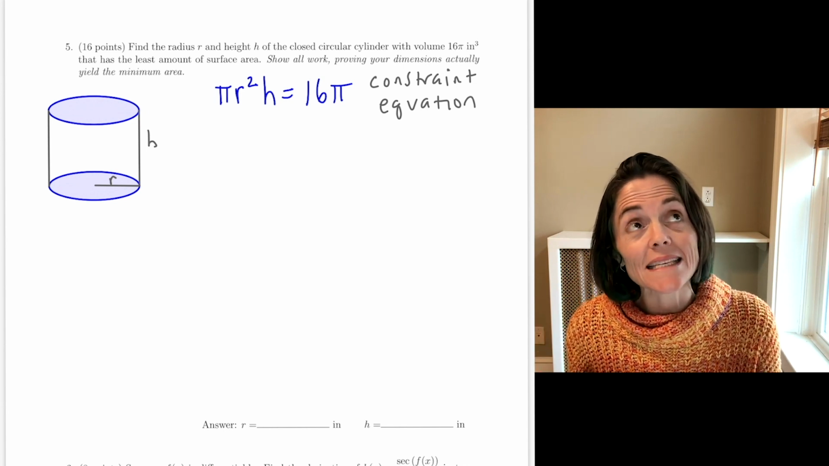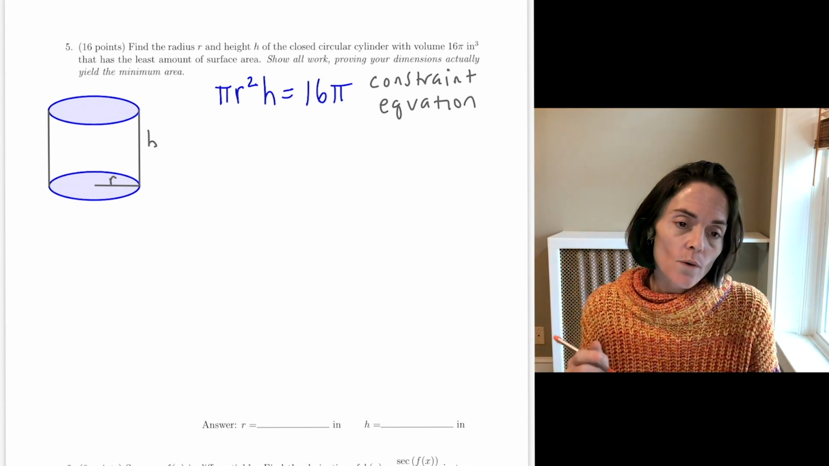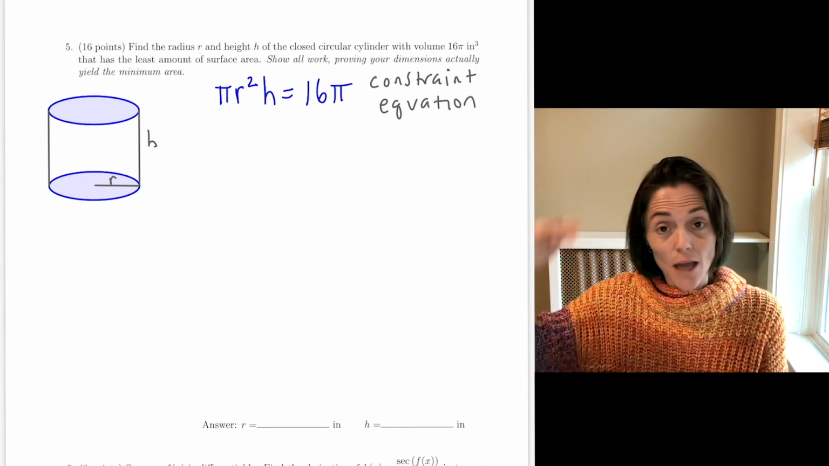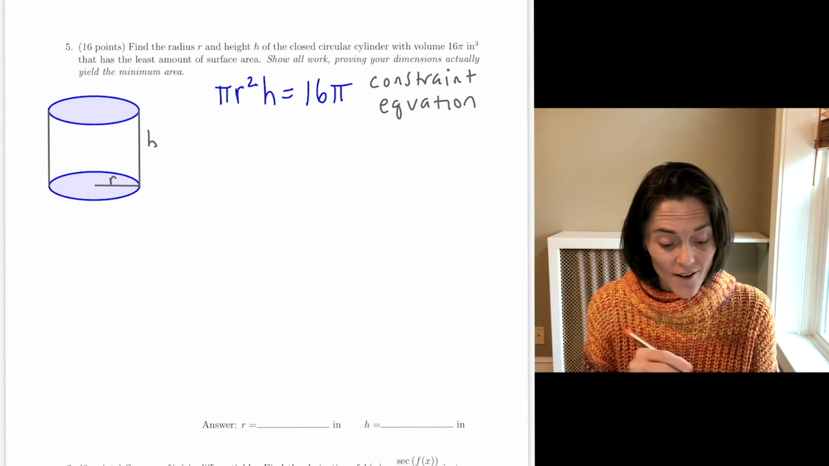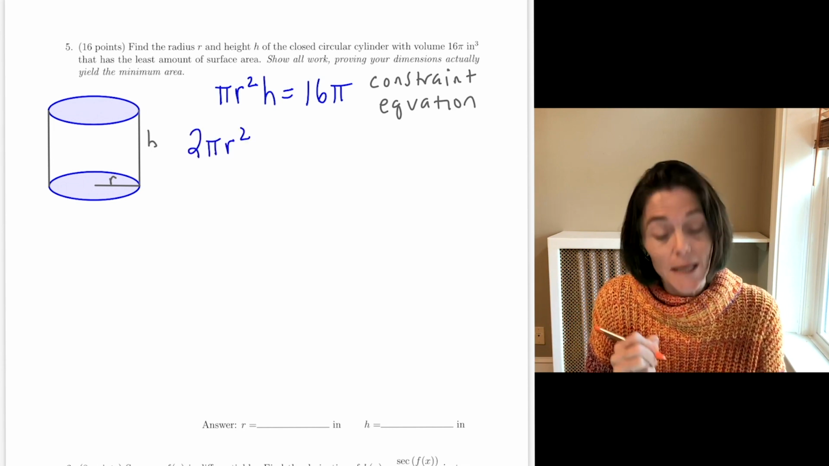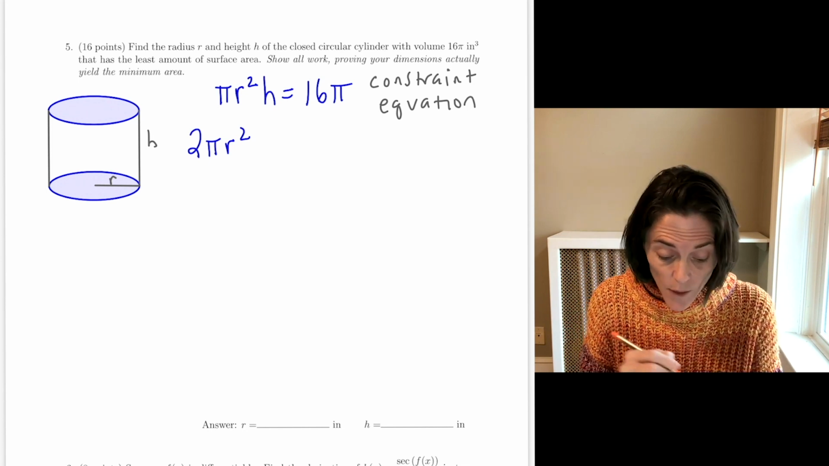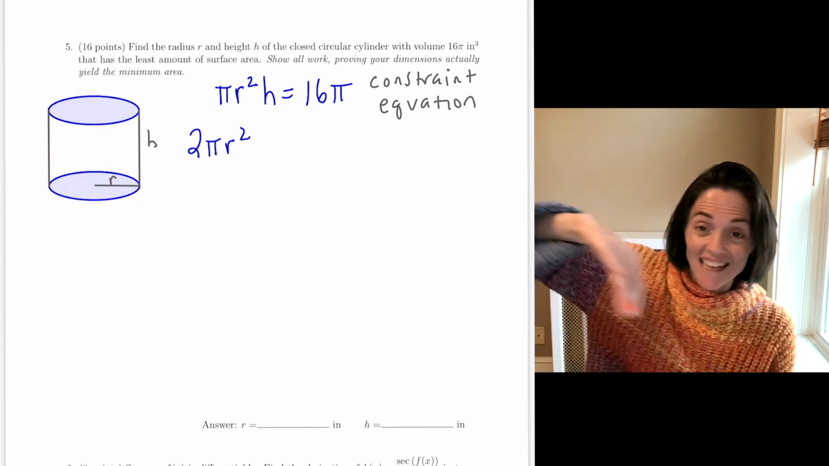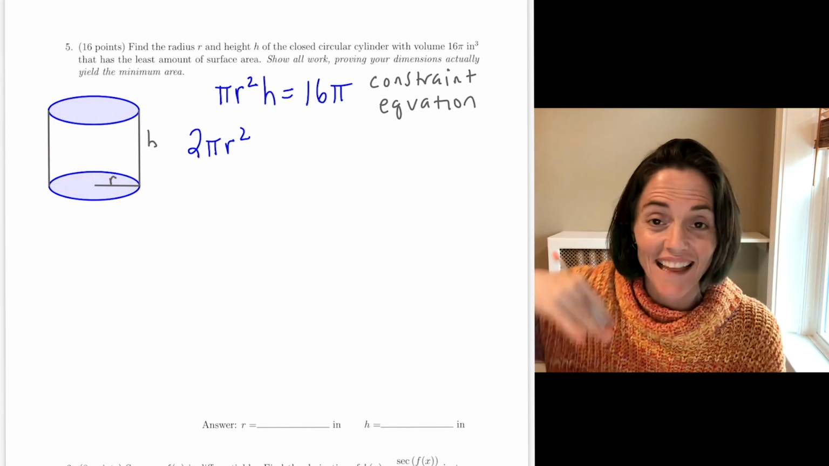Now, we want the least amount of surface area. So we have a top and a bottom. The bottom is pi r squared. The top is pi r squared area. So the area of the top and bottom would be 2 pi r squared. And then we need the area of, well, the side. There's really one side. It goes all the way around like this.